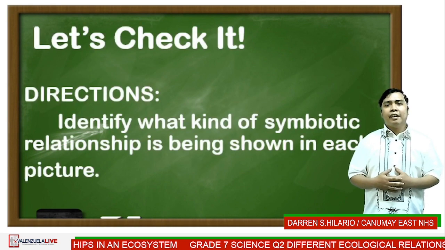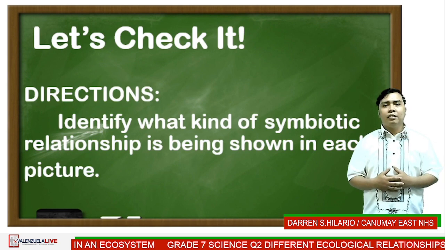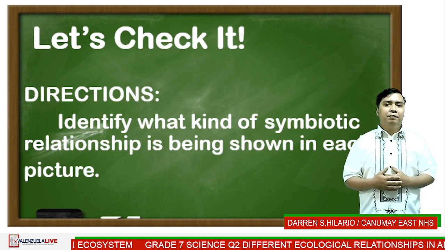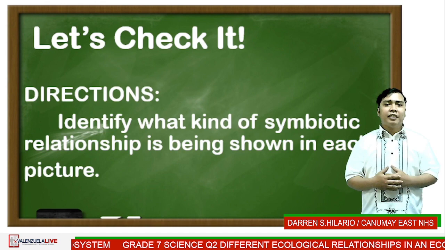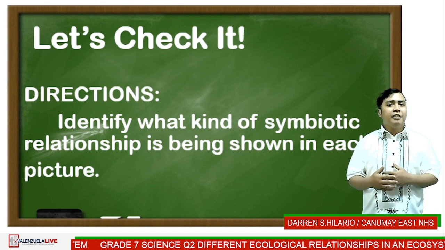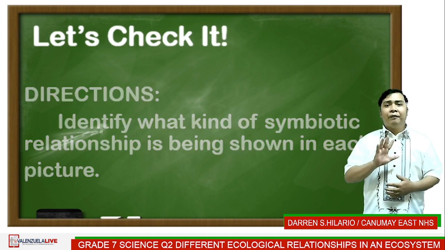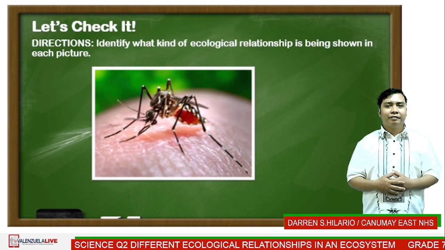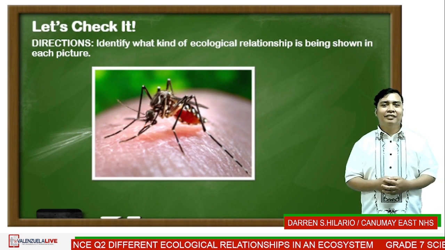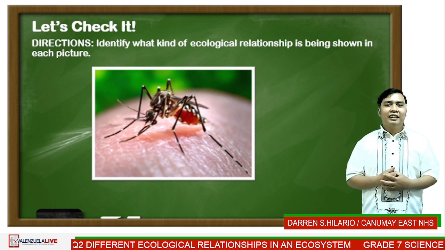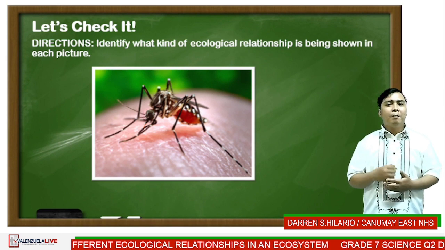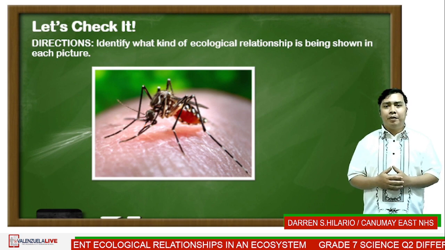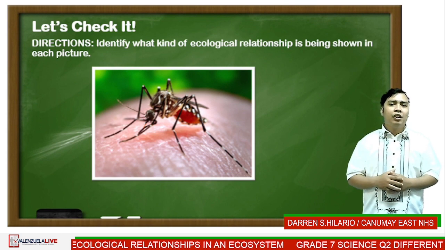Now, to check and see if you have learned our lesson, we will do this activity. Identify what kind of symbiotic relationship is shown in this picture. You will have 5 seconds to type in your answer in the comment section. Are you ready? Let's start. For number 1, a mosquito biting the skin of a human. Your 5 seconds starts now.